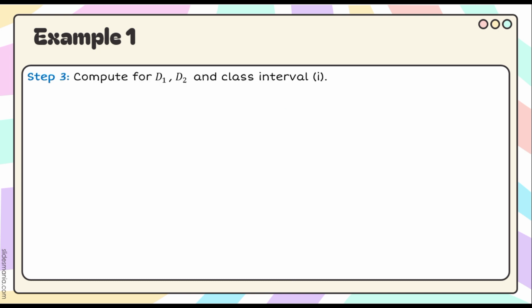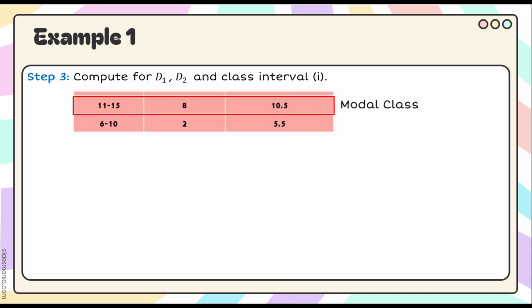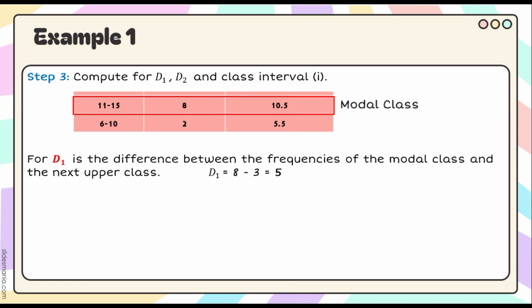So here is step 3. We have to compute for D sub 1, D sub 2, and the class interval. Since we have already located our modal class, which has frequency 8, we will solve for D sub 1. D sub 1 is the difference between the frequencies of the modal class and the next upper class. So D sub 1 is equal to 8 minus 3. If you go back to our table, the number above 8 is 3. So 8 minus 3 is equal to 5.